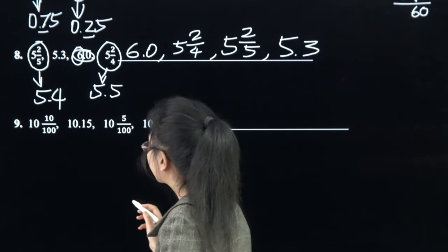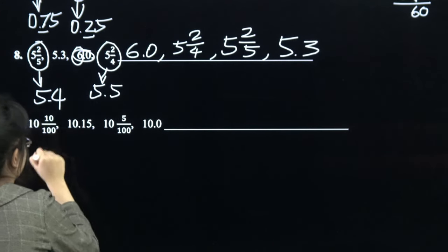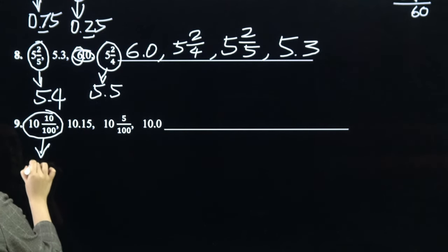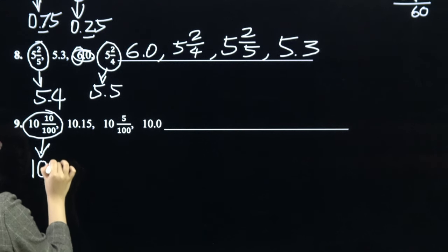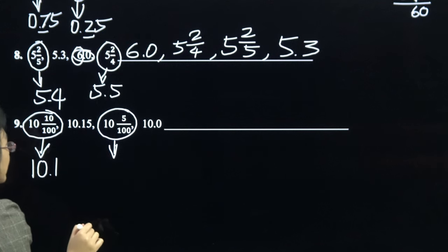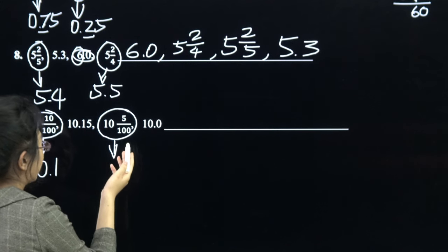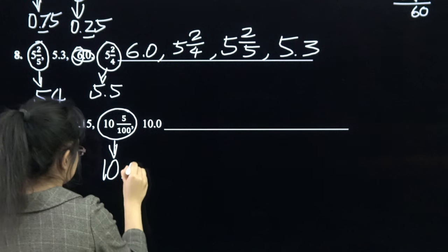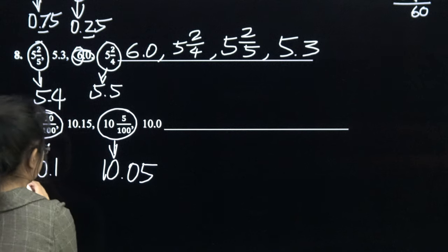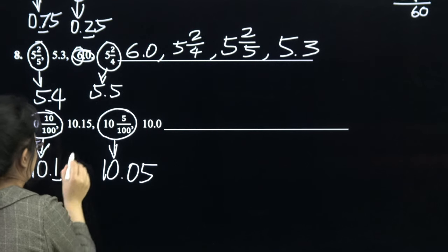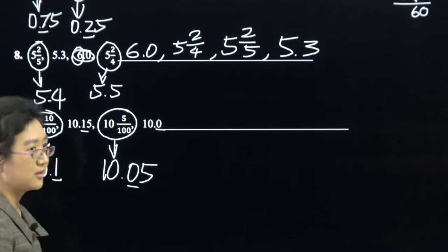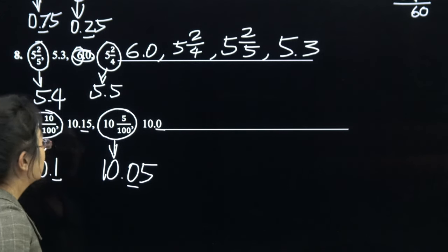Now this one. It's all 10, so we can't really do anything right now. This one is 10 and 1 tenth. And this one is 10 and 5 hundredths. So we have 10 for everything. We can't really do that. And then we have 2 with 1s that are obviously bigger than the 2 with 0s for the tenths place.